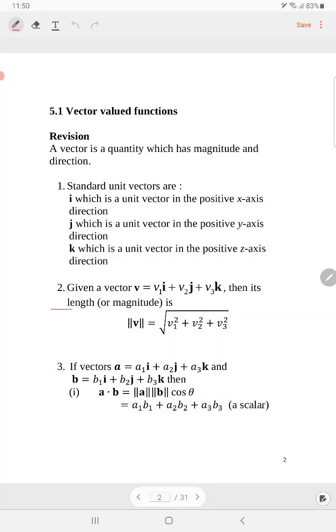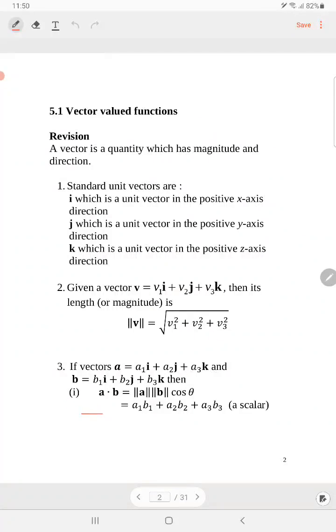The second item is, if you're given a vector v, then the length or the magnitude of vector v is given as this. So this is the notation that we use for magnitude of a vector. It is equal to the square root of v1 squared plus v2 squared plus v3 squared.